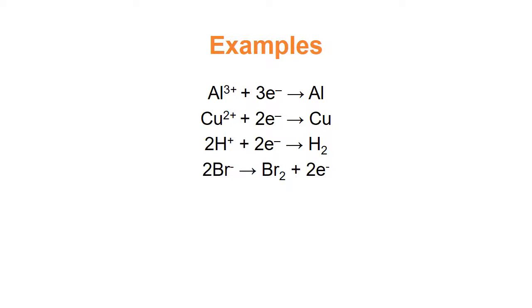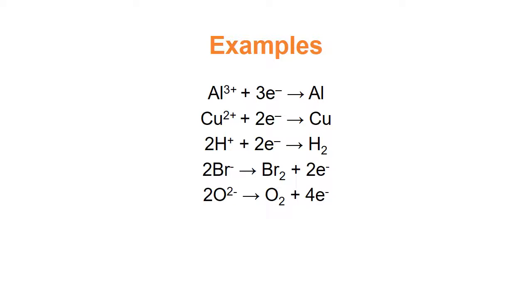Going back to the anode, here's the bromide ion. The bromide ion is Br-. You need 2 of those to make the bromine molecule, which is Br2. And to balance the electrons, you've got 2 minuses on the left, so you need 2 minuses on the right.